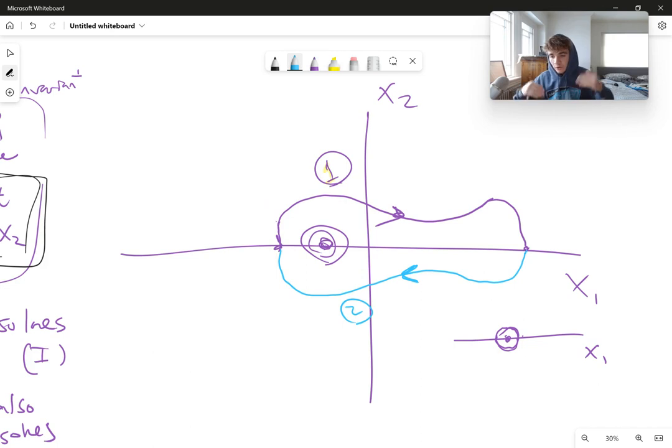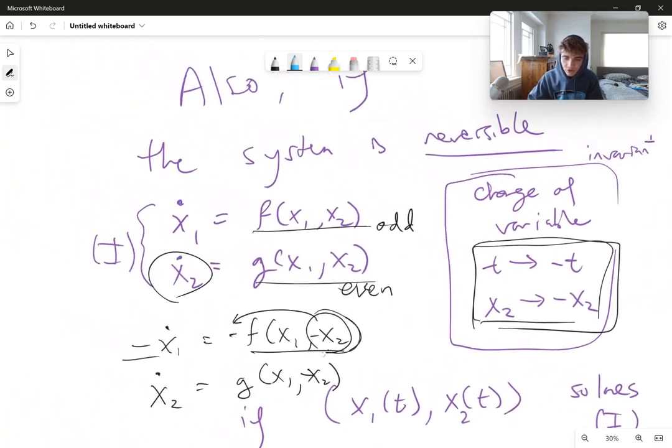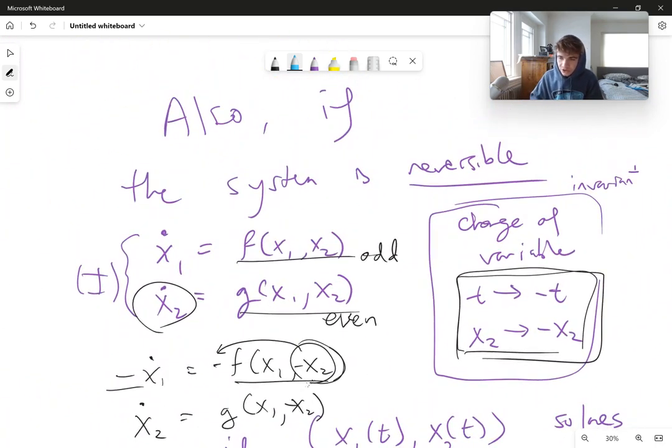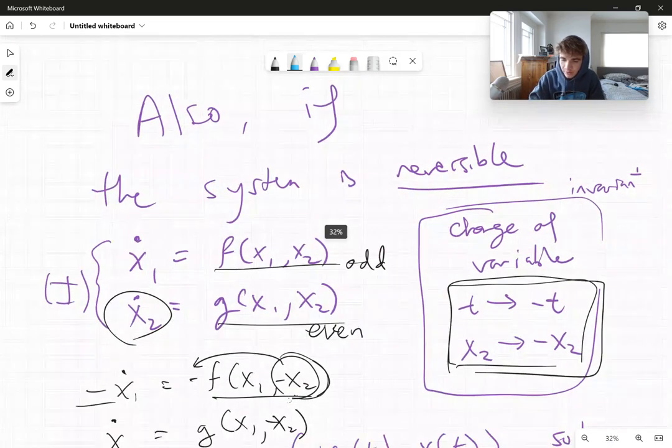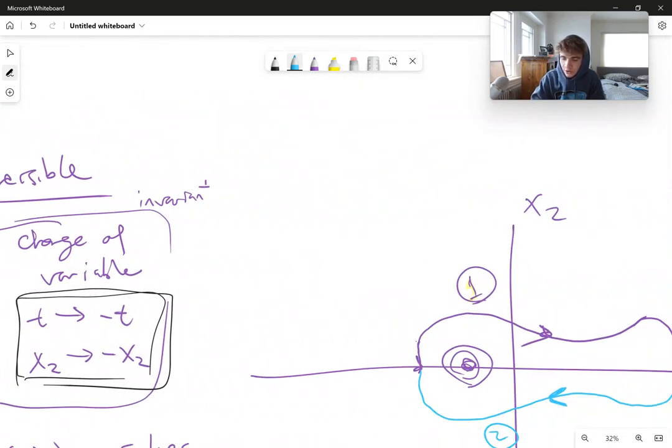Because I can just mirror x1 over the x1 axis and then reverse time, and I have my closed orbit. Okay, so it turns out that if the systems are reversible, invariant under this change of variables, then we definitely have centers.